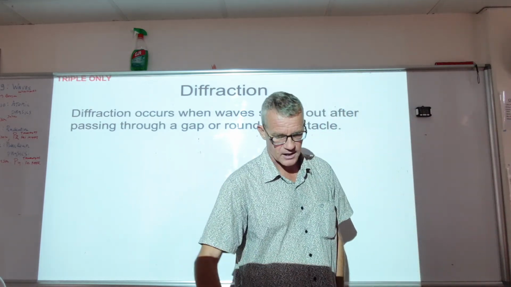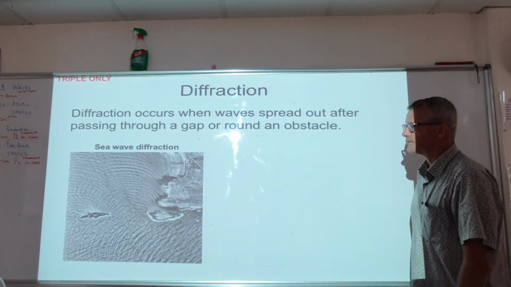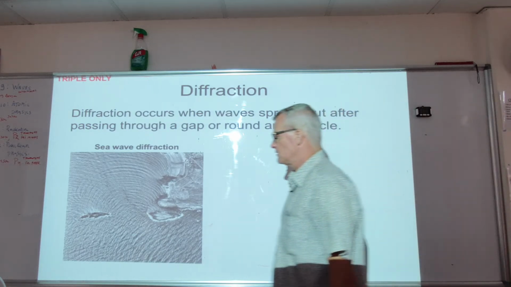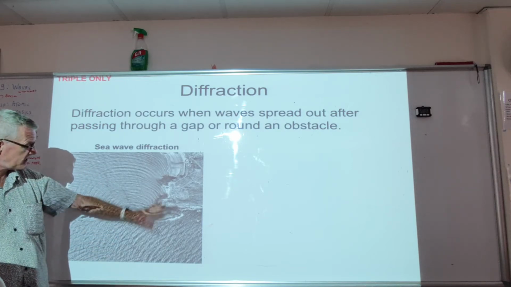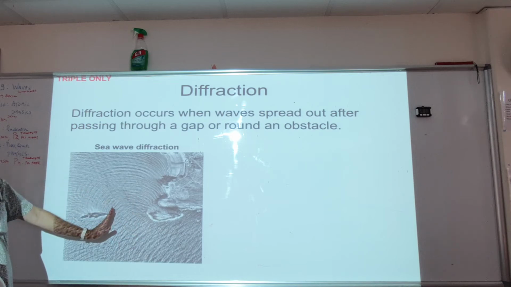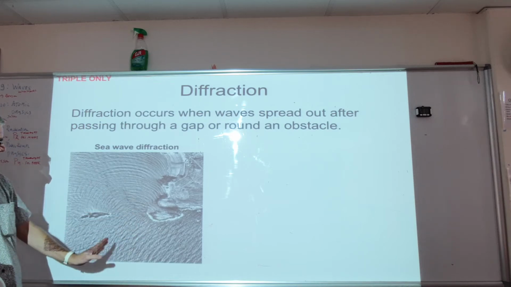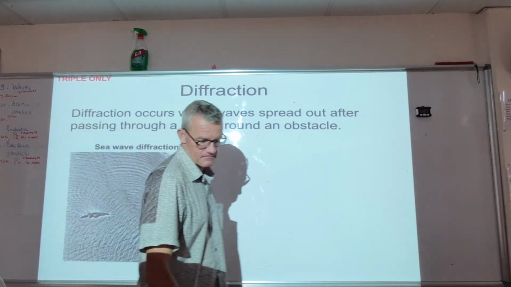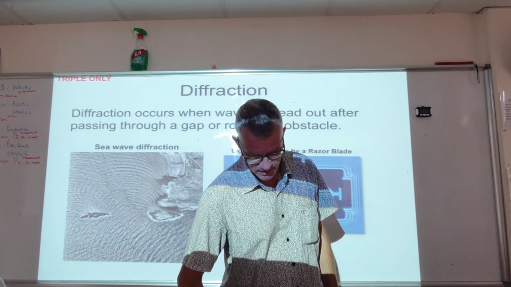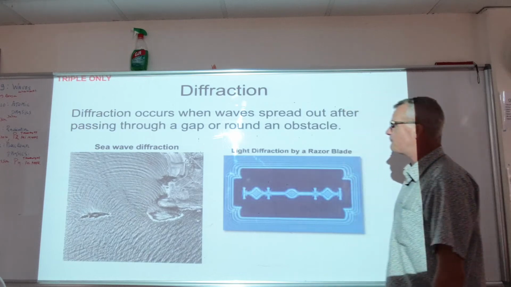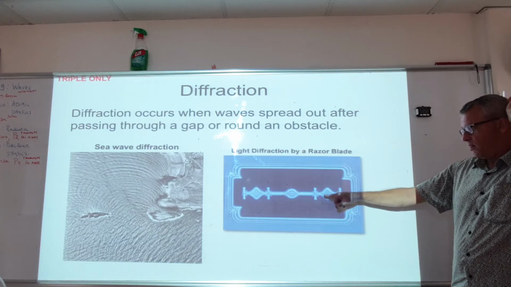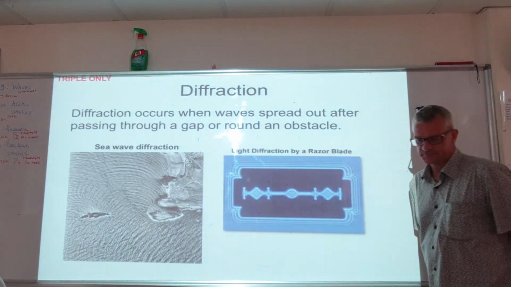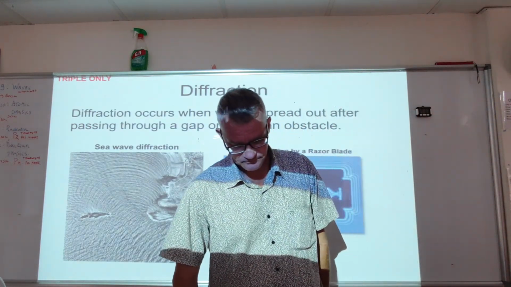And let's look at this example. Okay? So waves are coming in, and what we see here is that the waves are spreading out. Straight waves are coming here and they're spreading out, bending around, okay? Another example here is light diffraction of a razor blade, yeah? And we get a special pattern, okay?